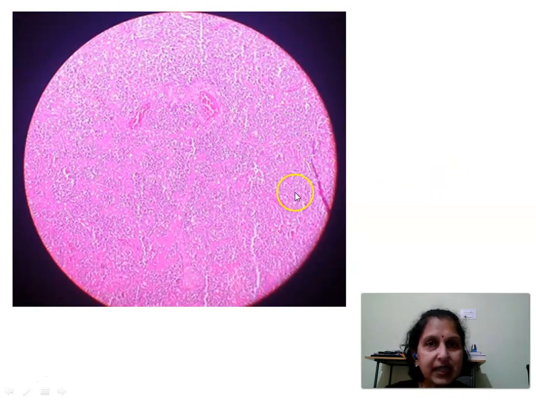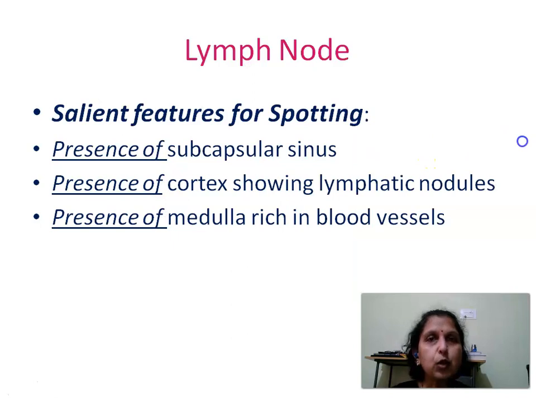What we see is the medulla of the lymph node, which shows cord-like aggregations of lymphocytes, and those are the medullary cords, and in between them we see the medullary sinuses. The salient features for spotting a slide of lymph node are presence of subcapsular sinus, presence of cortex showing lymphatic nodules, and presence of medulla rich in blood vessels.